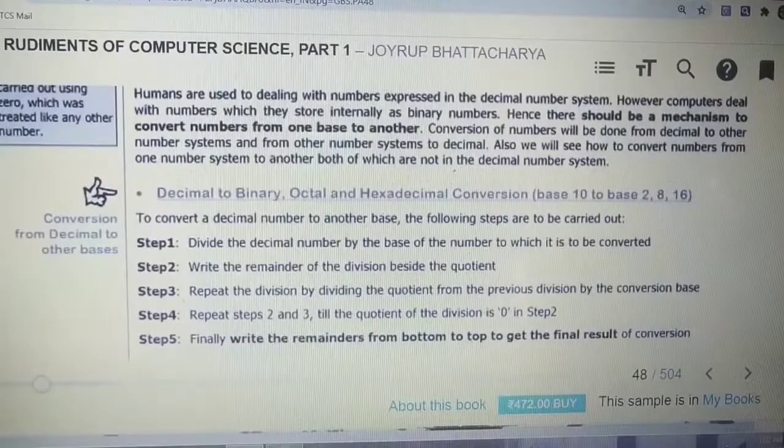After this step we will convert. First we convert to binary and then we get the digits. Step 2: write the remainder of the division beside the quotient. Step 3: repeat the division by dividing the quotient from the previous division by the conversion base. Step 4: repeat steps 2 and 3 until the quotient of the division is 0. Step 5: finally, write the remainders from bottom to top to get the final result.